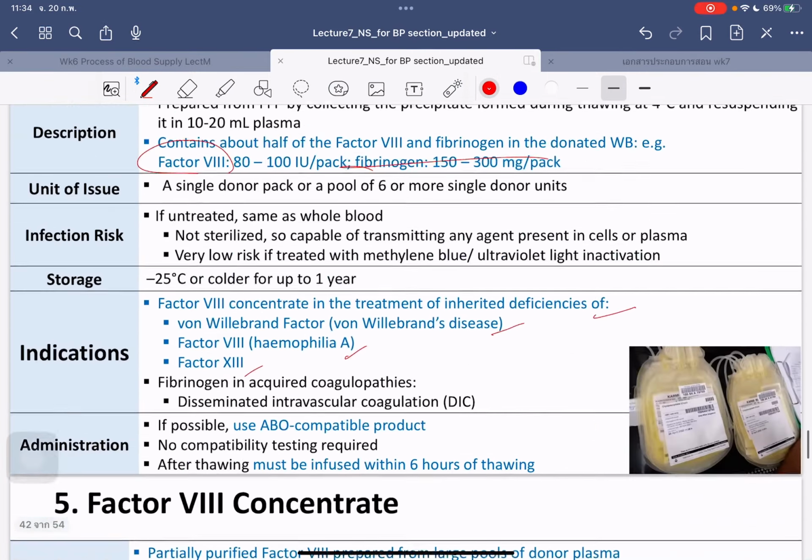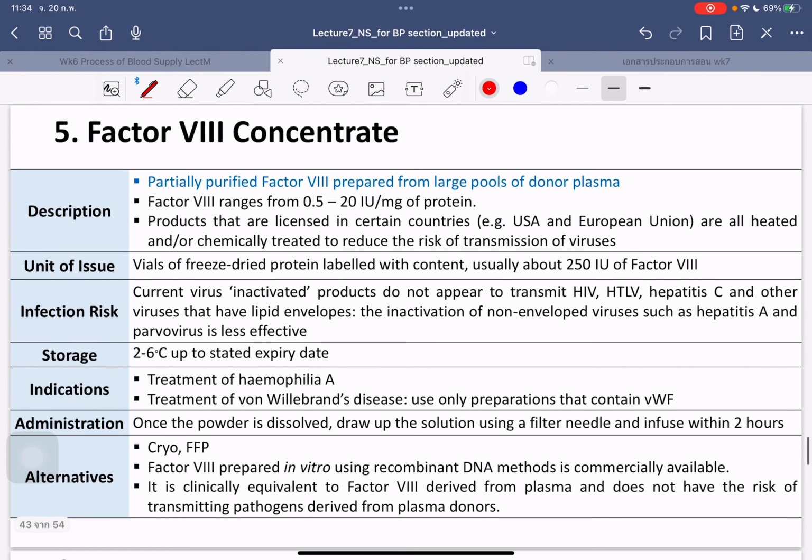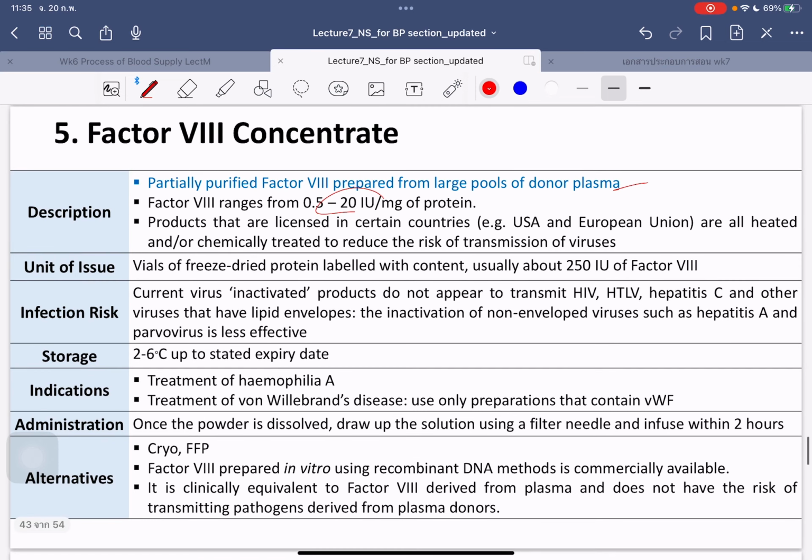You can go back and check by your own hand. The next one is factor A concentrate. The products we learned today that contain factor A are FFP, cryo, and factor A concentrate. Of these three, FFP is the large volume, cryoprecipitate is smaller, and factor A concentrate is the smallest. Sometimes you need a lot of factor A, and you can use factor A concentrate.